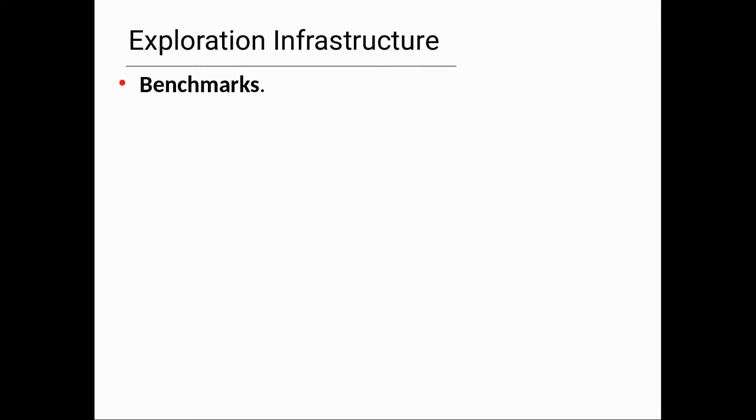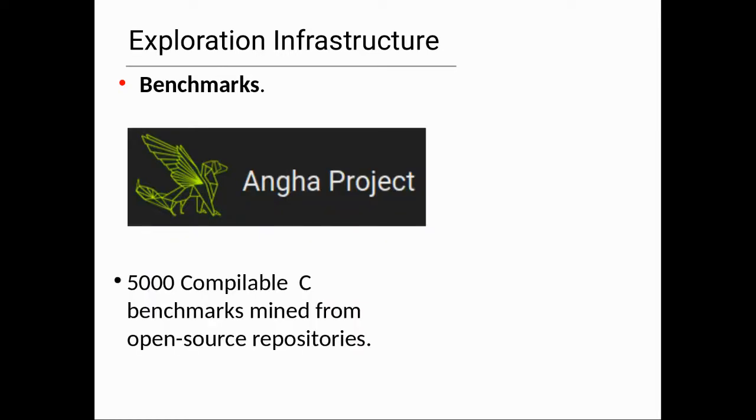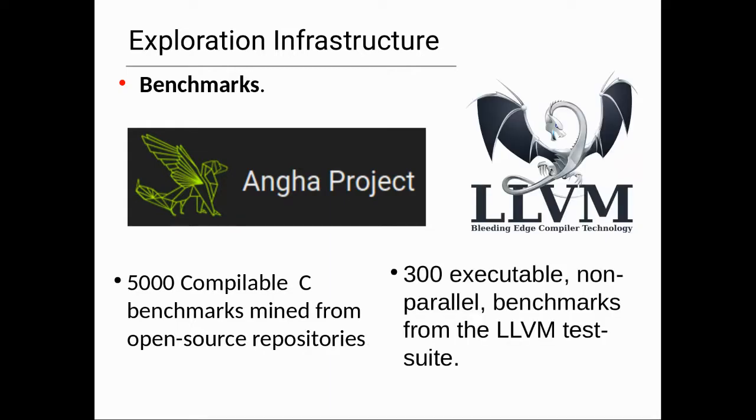YaCoS contains two benchmark suites. The first one is the Anghabench benchmark, which consists of 5,000 C benchmarks mined from open source repositories. These benchmarks are compilable but not executable. The second one is the LLVM test suite with 300 executable benchmarks with different sizes of predefined inputs by YaCoS.